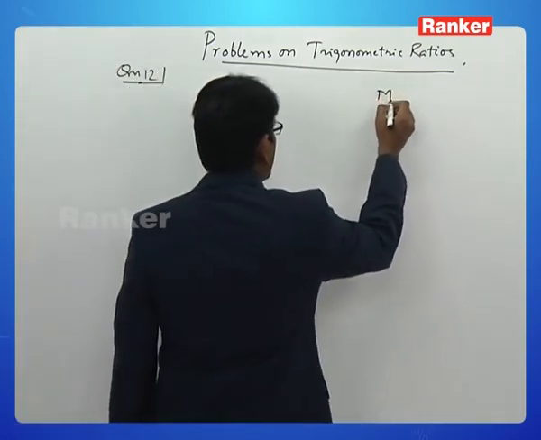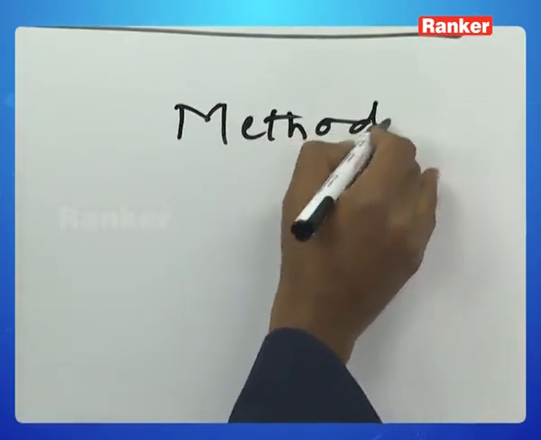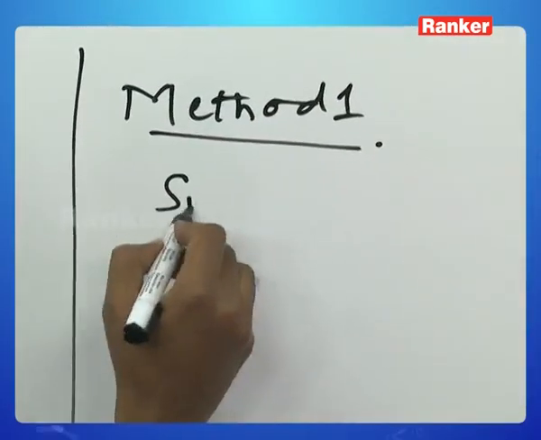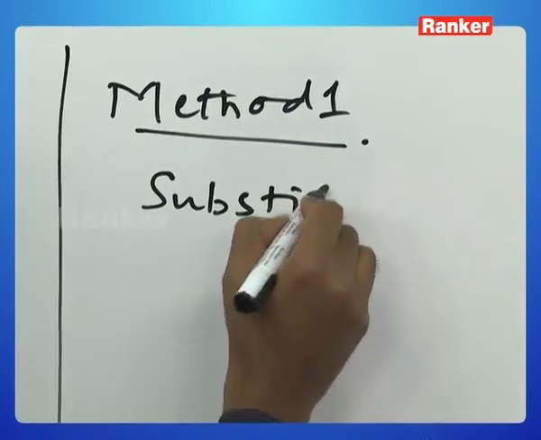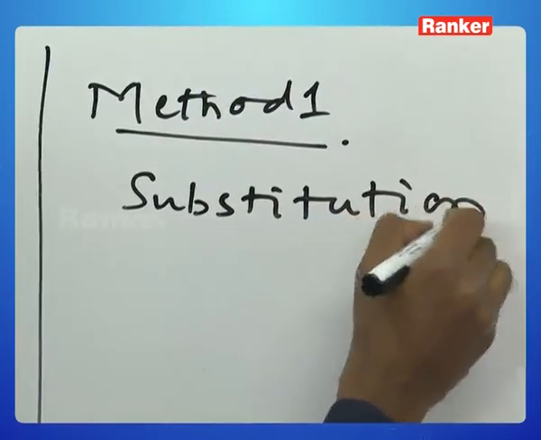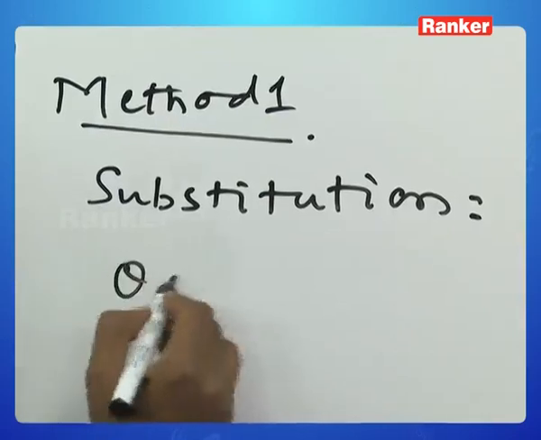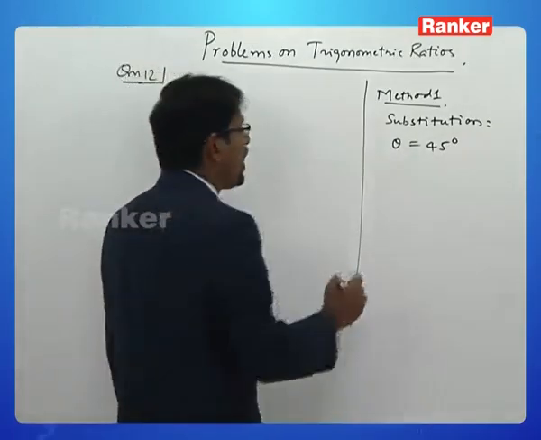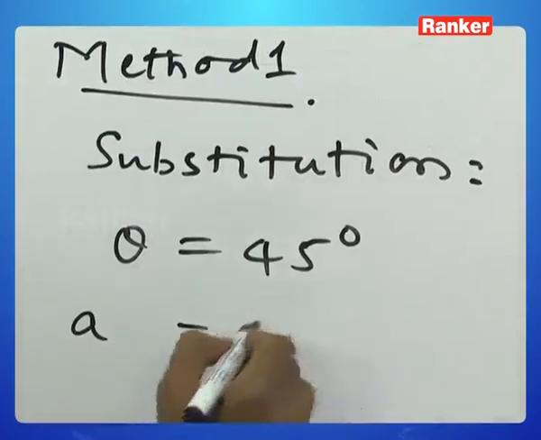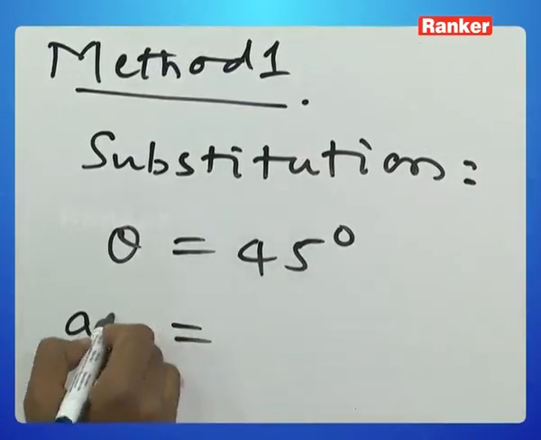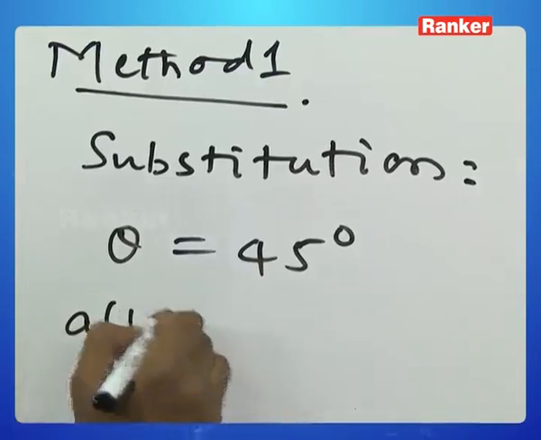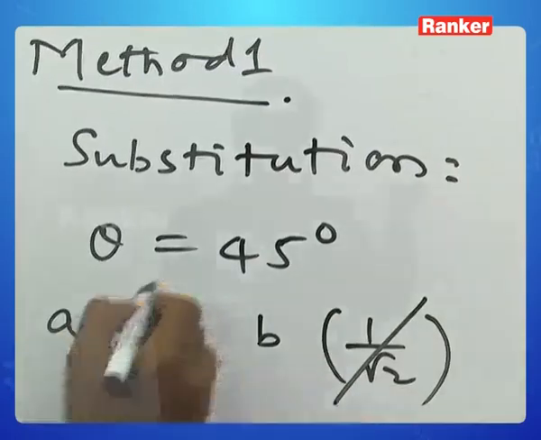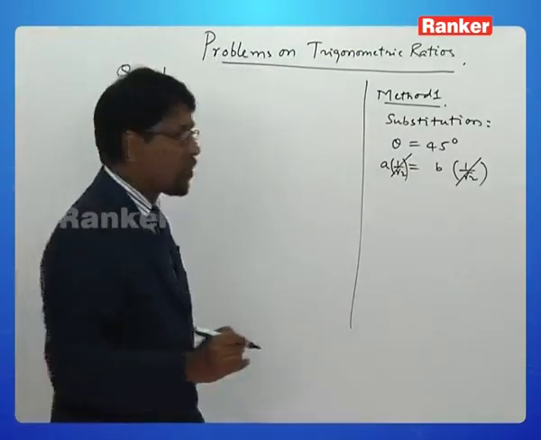Method 1, substitution method. Put theta equal to 45. If you put theta equal to 45, we will get A equal to B, because cos θ is 1/√2 and sin θ is also 1/√2, so this cancels and A is equal to B, from the first equation.